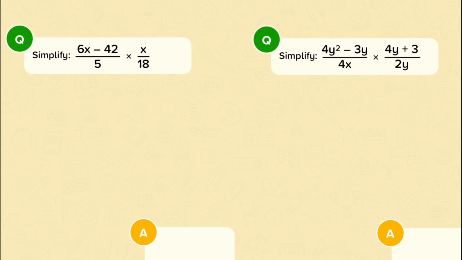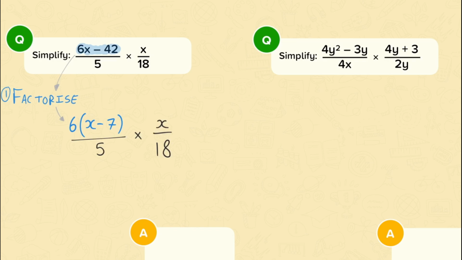Let's try some more questions. Simplify 6x minus 42 over 5 times x over 18. Now the first step here is to factorize. I want to factorize this numerator. So I'm going to take 6 out as a factor. So that gives me 6 brackets x minus 7 over 5 times x over 18.